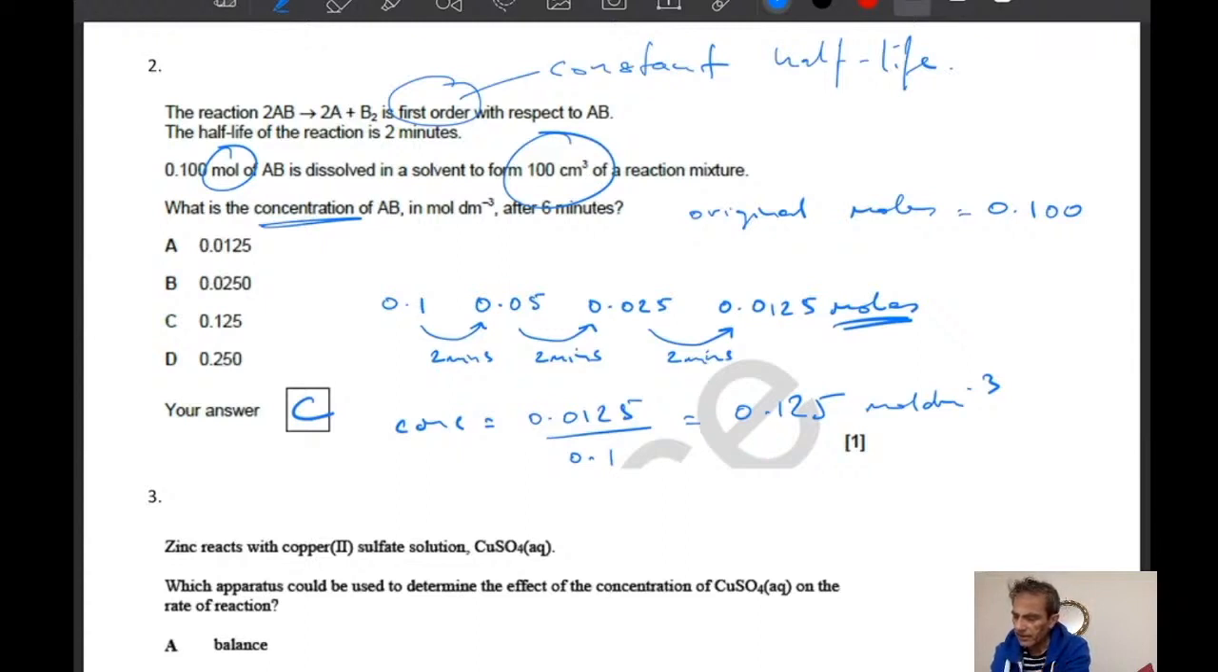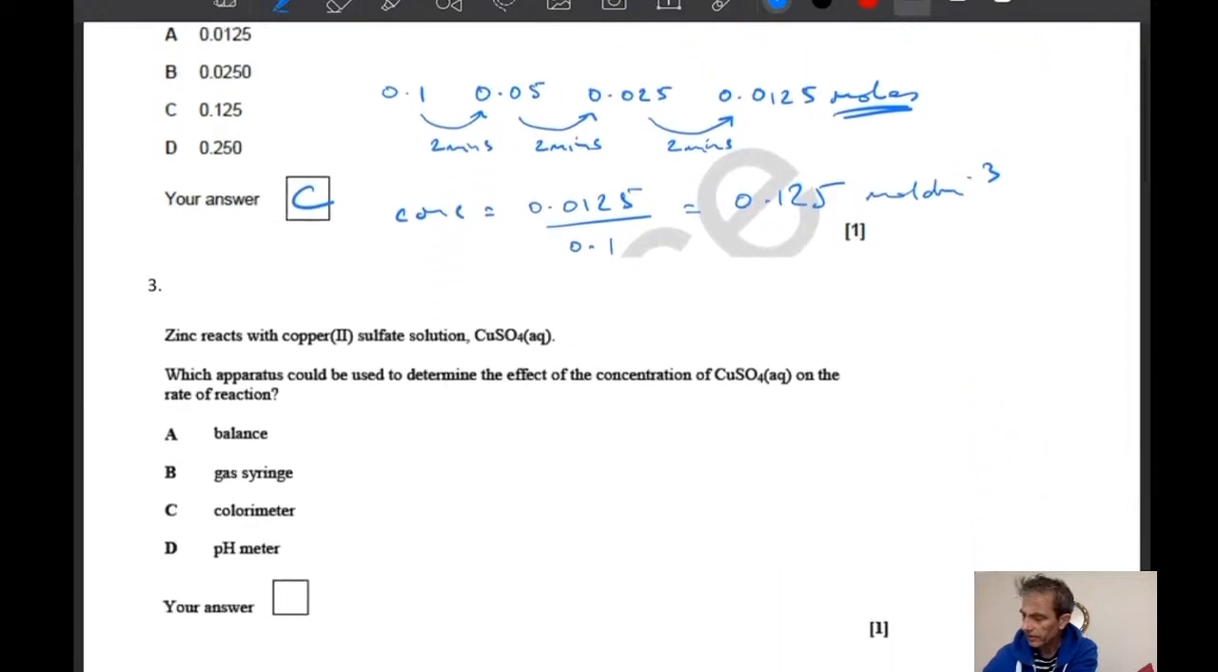So there's a couple of things being tested there. Obviously, your knowledge of first order reactions having this constant half-life, and then understanding what that means: the concentration or the moles halve every set amount of time, which is the half-life. And then the little nasty twist at the end was turning those moles into concentration. You've got to be really careful. Check all the wording so that you know exactly what they're after. Okay, so that was that one.